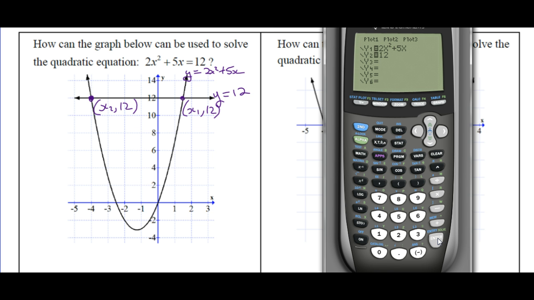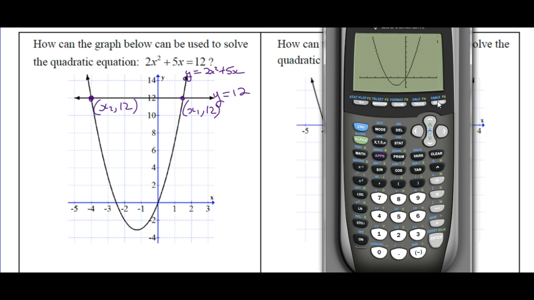I'm going to set my window so it looks like this window, okay? Which means I'm going to go to window. My x band, I'm going to go like from -6 to 4 with my x's by 1s. And with the y's from -4 to like 15. I'll make it 16. Okay, and we'll go by 2's. This way the scaling will match, right? The scale is 2, the scale is 1. Okay, and we're going to hit graph.